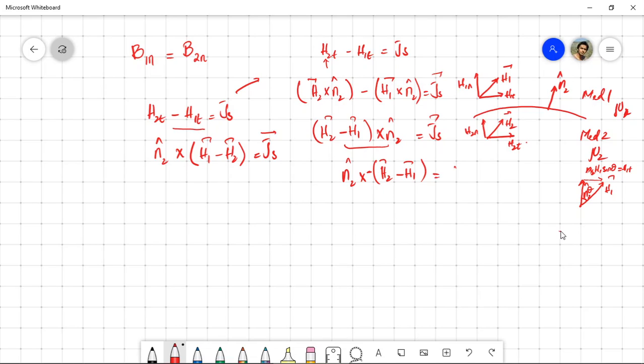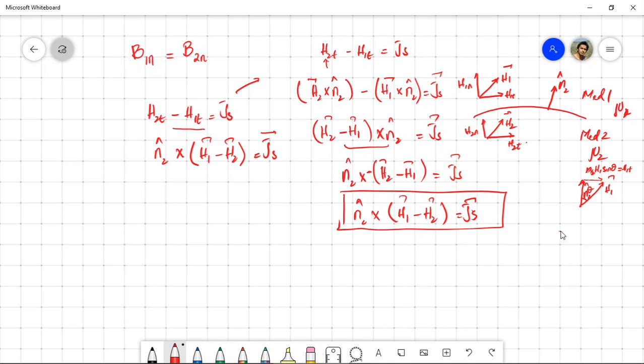This negative sign will go into these brackets, and as a result we'll have n2 hat h1 vector minus h2 vector, and this is equals to js vector. So this is basically the equation that he has written at the end of this topic. I thought that maybe you will get confused by taking a look at this equation and then this equation, and you'll see that here you have h1 first, and there you had h2 first, and how this came to be. So I thought of explaining it a little bit for you people.